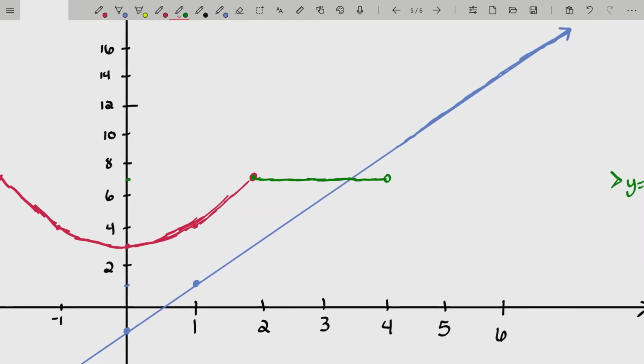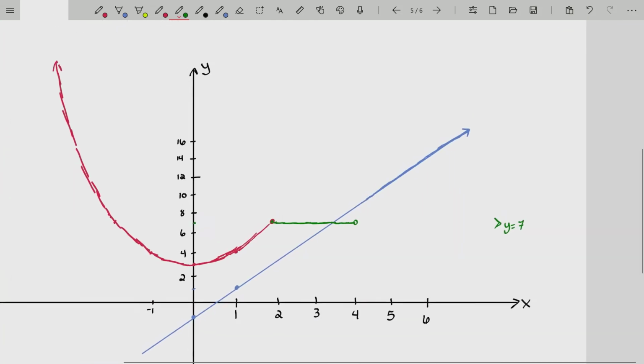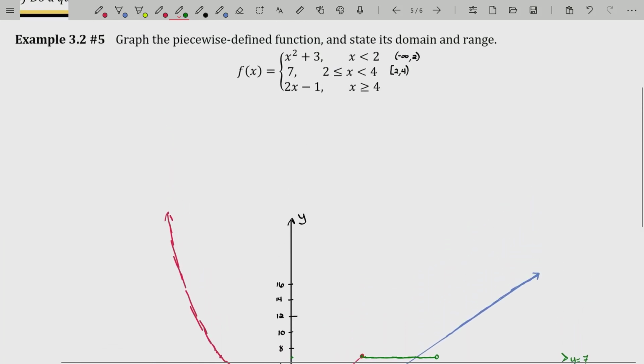Now here's the thing about graphing by hand. You're about to see. This next one, from 4 until infinity, we get to keep 2x minus 1. Now I graphed this by hand, and so there's going to be some issues here.